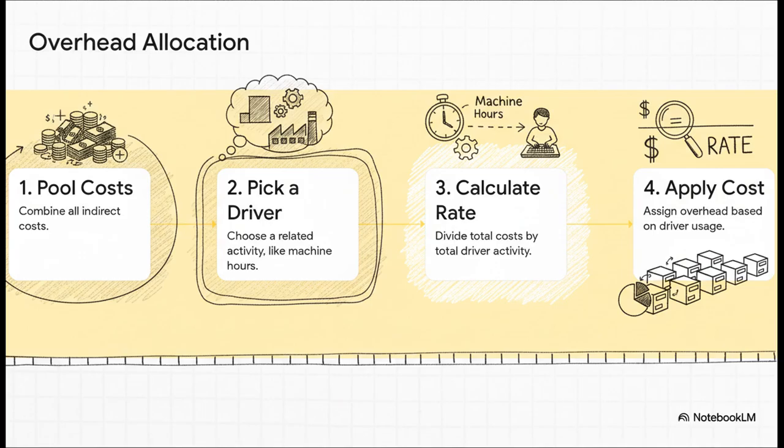So to get a handle on this, accountants follow a pretty straightforward four-step process. First, you pool all those indirect costs into one big bucket. Second, you pick something called a cost driver. That's an activity, like machine hours, that actually causes those costs to go up. Third, you calculate a rate. And then finally, you use that rate to apply a little slice of overhead to every single product.